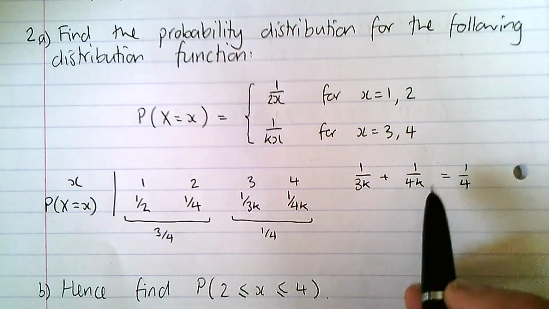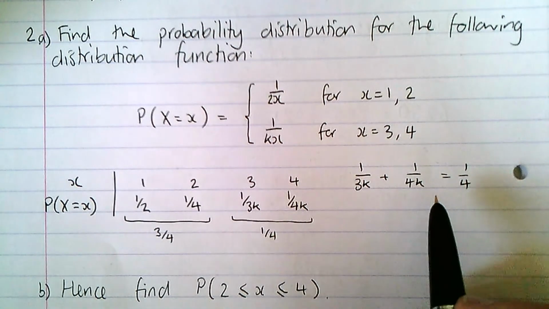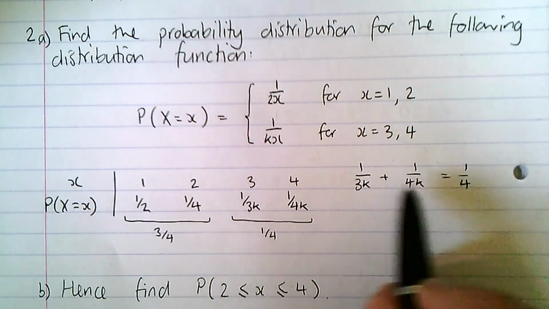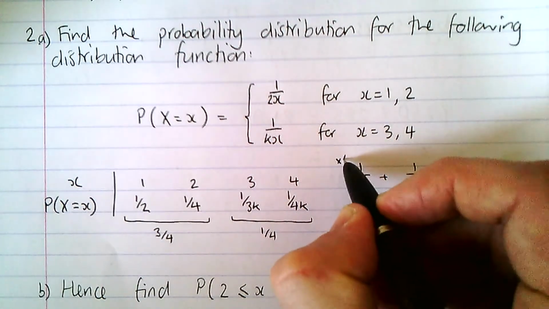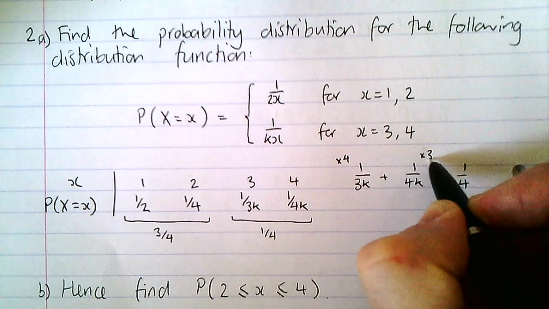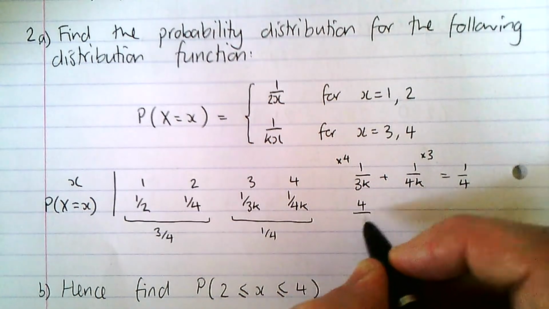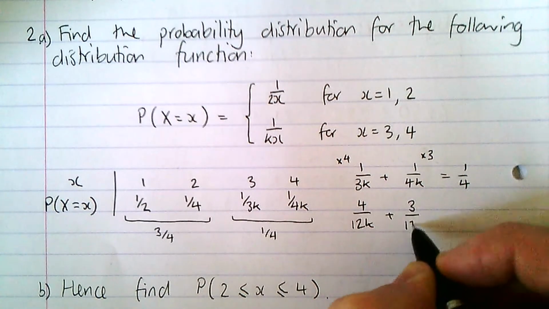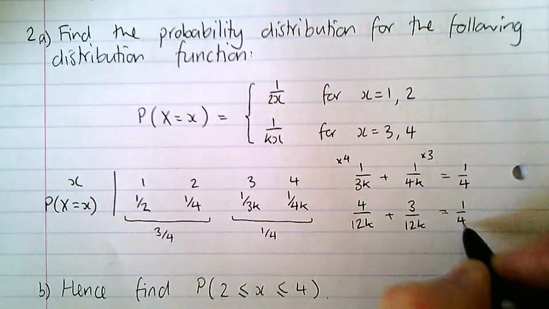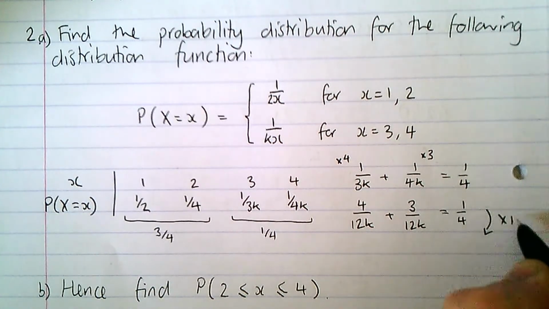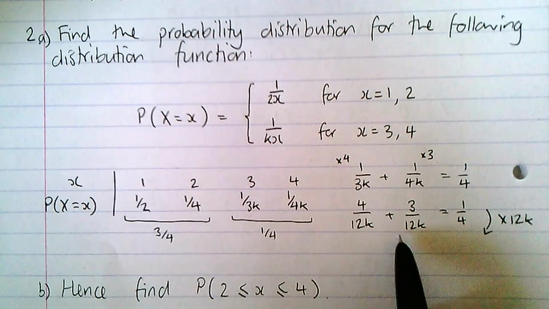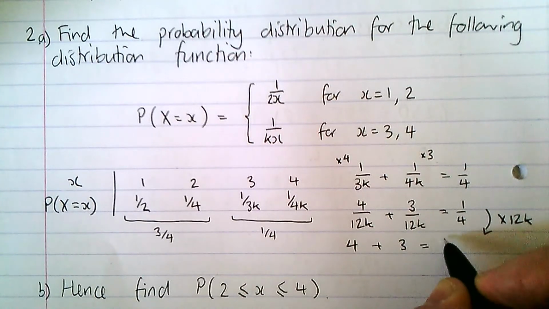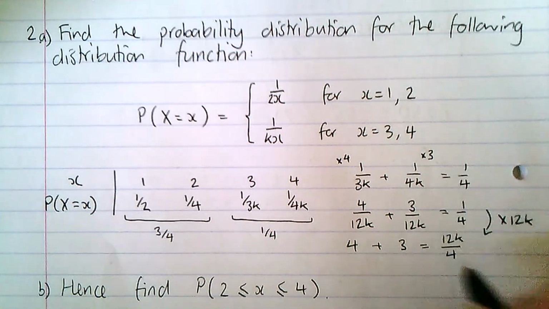So what we have here is an equation. It's not a particularly nice one, but it's one that we can deal with using simple GCSE level algebra. I'm going to get a common denominator here of 12k, so I'm going to multiply this fraction by 4, and I'm going to multiply the top and bottom of this fraction by 3. So I'm going to get 4 over 12k plus, multiplying top and bottom by 3, 3 over 12k equals 1 quarter. Now if I multiply by 12k to get rid of the denominator here, I end up with 4 add 3 equals 12k over 4.